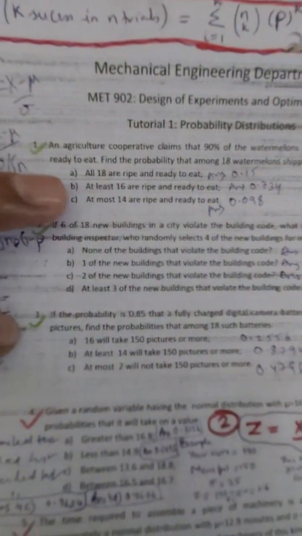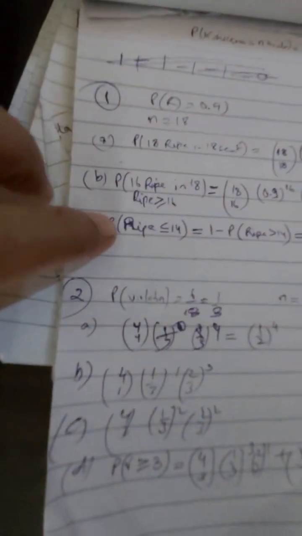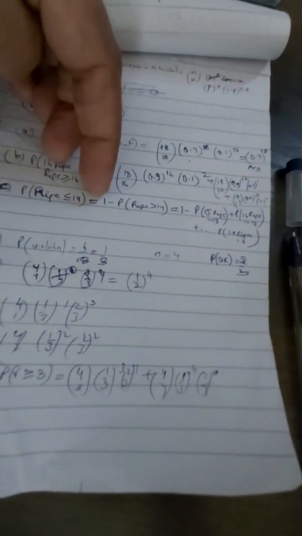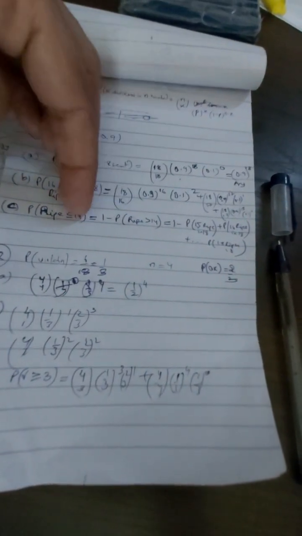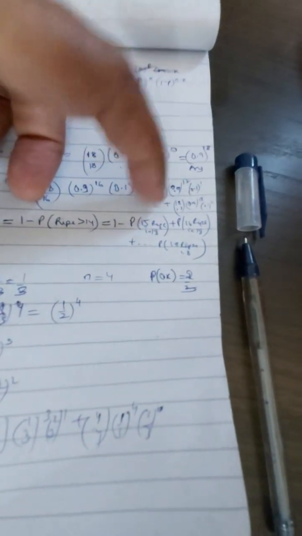So the last one was at most 14 are ripe. So at most, that means how much are ripe? At most 14 means ripe are up to 14. So you can also find it easily with fewer calculations by stating 1 minus the probability of ripe greater than 14 is the probability of ripe less than or equal to 14. So we again populate the formula with the numbers, and we get the answer.